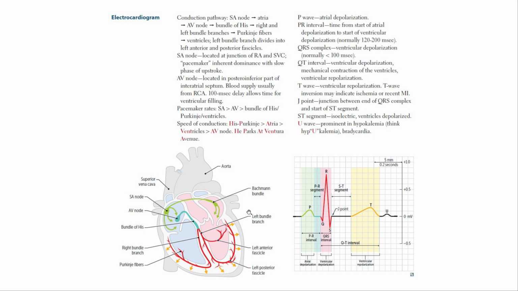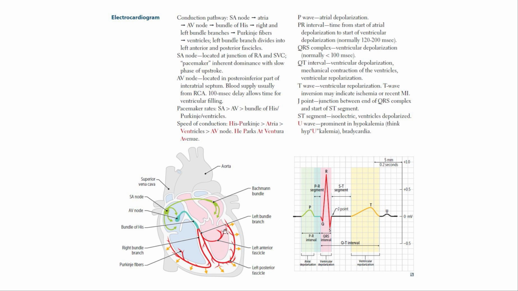This is just to look at the electrical conduction system. So we start in the SA node and we have our fibers that spread out from there. Bachmann's bundle is a little low yield thing. That goes to the AV node, to the bundle of His, to our bundle branches, and then out to the Purkinje fibers, and then the heart wall itself.